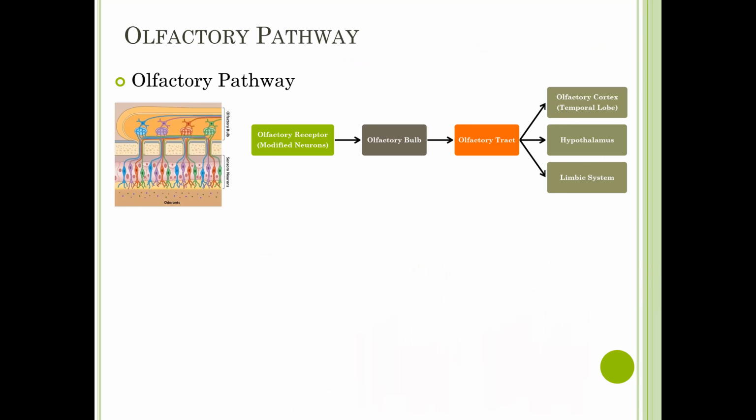So speaking of pathways, let's look at the olfactory pathway. We start off with those olfactory receptors, which are modified neurons that we find at the roof of the nasal cavity, and they're shown over here again in a bunch of different pretty colors. These neurons synapse onto neurons in the olfactory bulb, which sits right above the ethmoid bone that forms the roof of your nasal cavity.